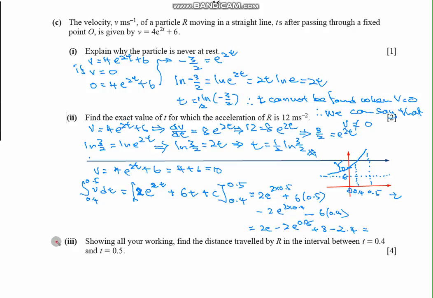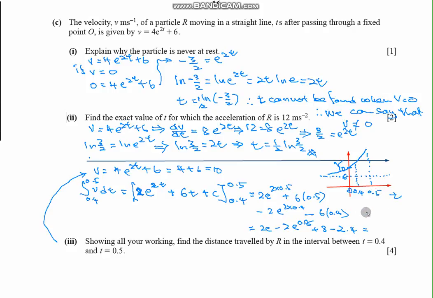Okay, this is for this case. Now, why is this question picked? Because this shows you that if there is no turning point here, that means the velocity does not go in the opposite direction, so you can just take whatever limit that is set, integrate the velocity function, and you will get the distance traveled during the period from t equal to 0.4 to 0.5.